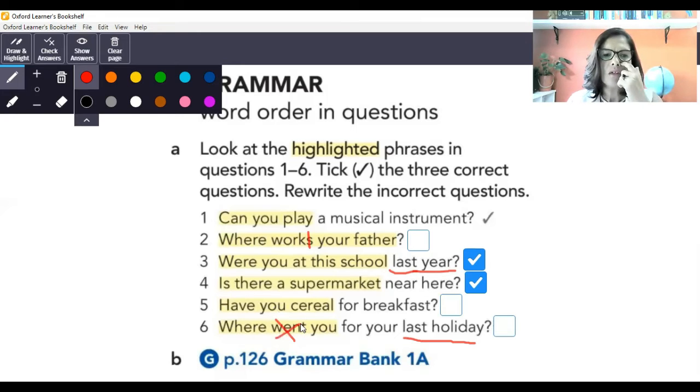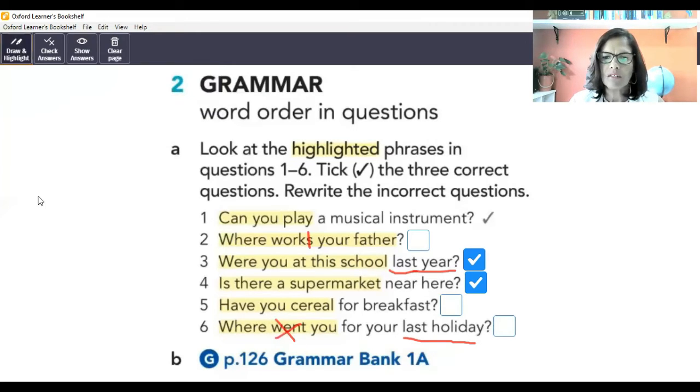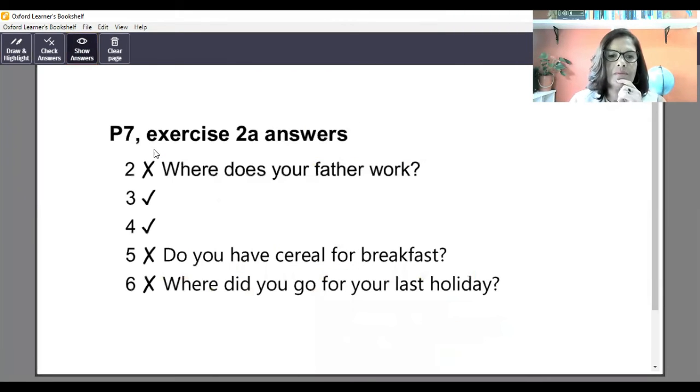This is wrong. Which ones are correct? Let's see the correct form. I helped you a lot. So, for present, you need the auxiliary of present. So, your father, he. If I were to do a replacement, your father, the personal pronoun would be he. Remember, he, she, it. Auxiliary does. So, where does your father work?